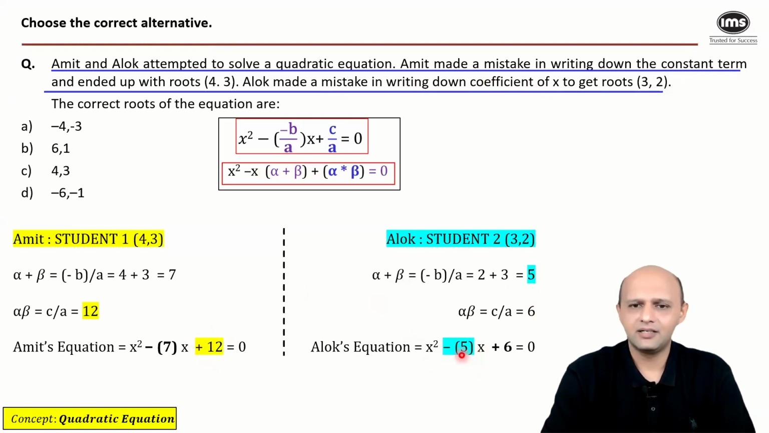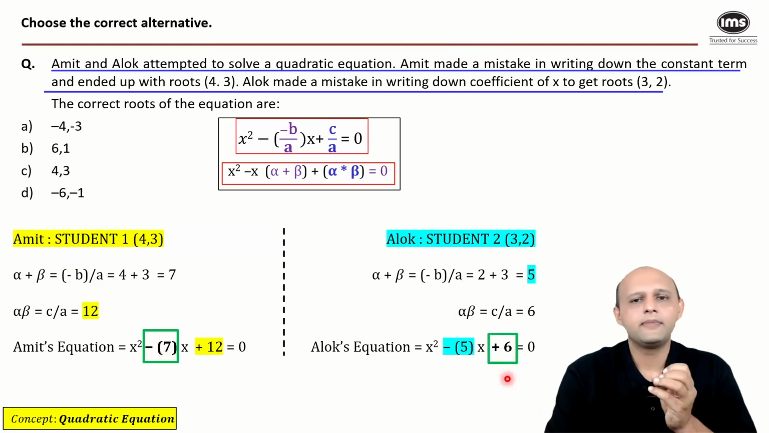And what is highlighted here to the right is the coefficient of x, which is where Alok has made a mistake noting it down. But what is true nonetheless on either side? On the left side is the coefficient of x that Amit has spotted correctly. And what has Alok done? He spotted the constant term correctly. Now, when you merge the two, you will get the required quadratic equation.